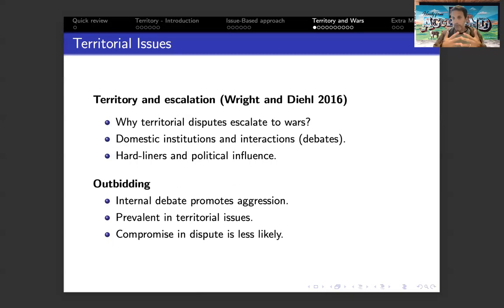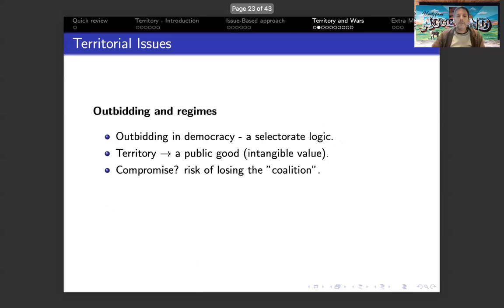So again, a territory-based conflict was more likely because of that. And again, this is an outcome that's based on this outbidding dynamics. Now, as we said, the main factor that they talk about when they discuss this process of escalation when it comes to territorial issues is based on domestic institutions, which leads us to talk about different regimes. So outbidding, according to their argument, should be much more powerful in democracies, and this can be explained based on the logic of selectorate theory.